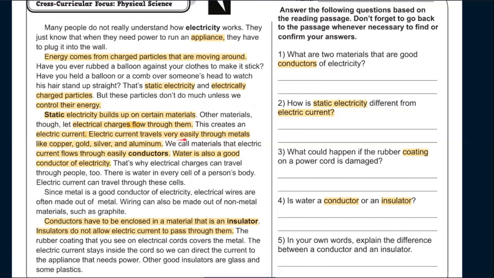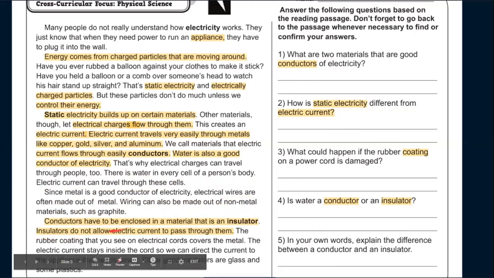Electric current travels very easily through metals like copper, gold, silver, and aluminum. We call materials that electric current flows through easily conductors. Water is also a good conductor of electricity. That's why electrical charges can travel through people too. There is water in every cell of a person's body. Electric current can travel through these cells. Since metal is a good conductor of electricity, electrical wires are often made out of metal. Wiring can also be made out of non-metal materials such as graphite.